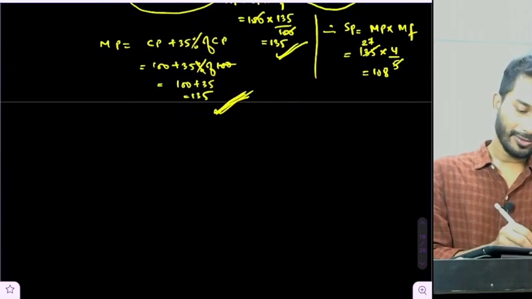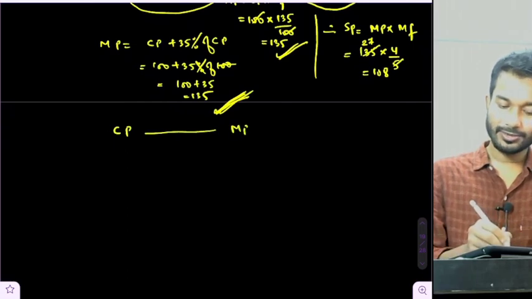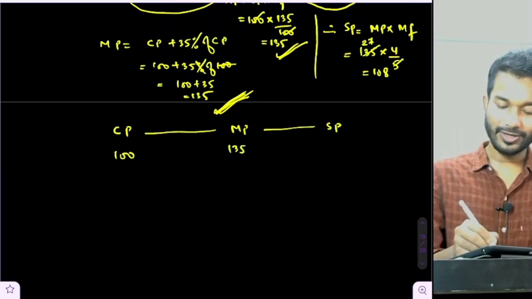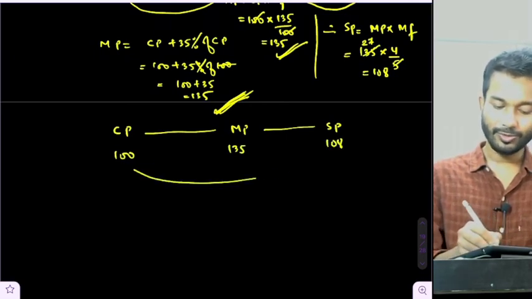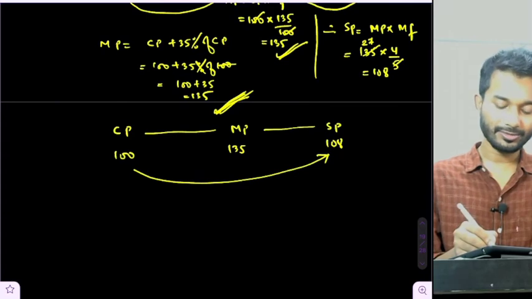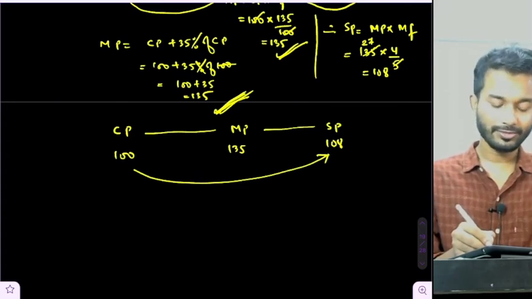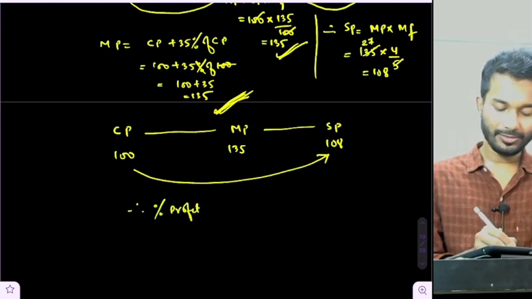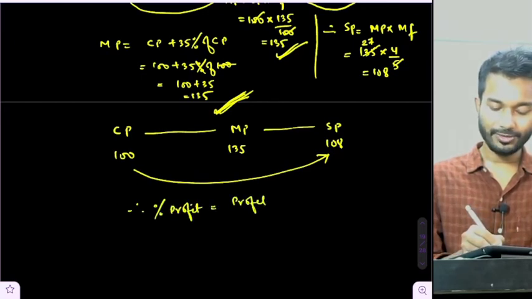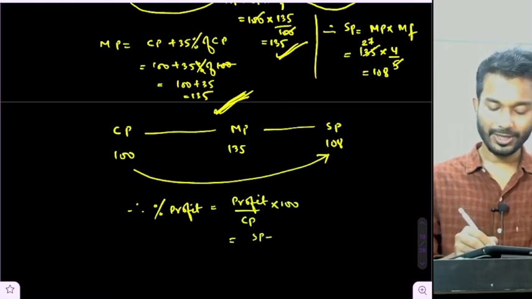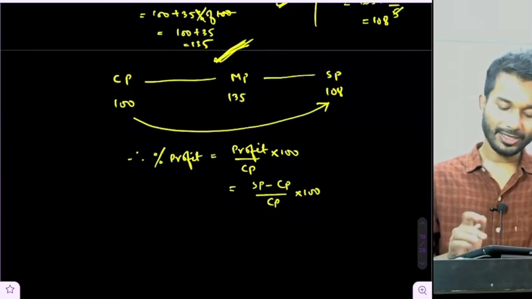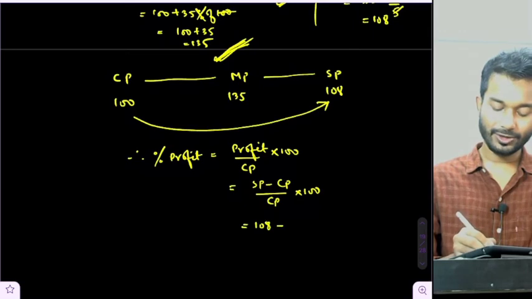Now see, we have cost price, mark price, and then selling price. Cost price is 100, mark price is 135, selling price is 108. I told you profit and loss is from cost price to selling price. Directly you can say 8% profit, still I am writing it. Therefore, percentage profit is profit by cost price into 100. Profit is selling price minus cost price, by cost price, into 100. Selling price is 108 rupees. Cost price is 100.